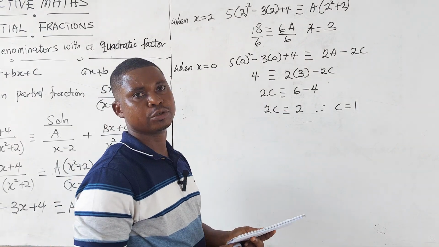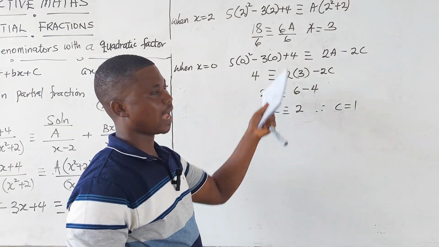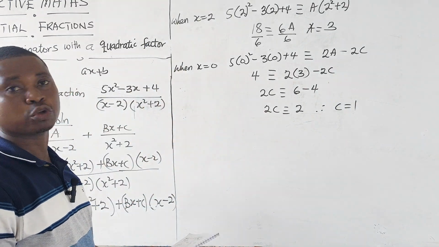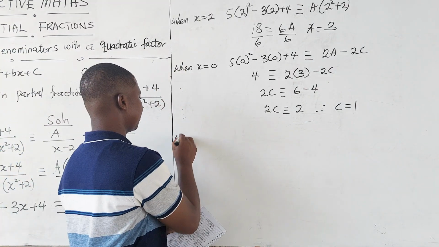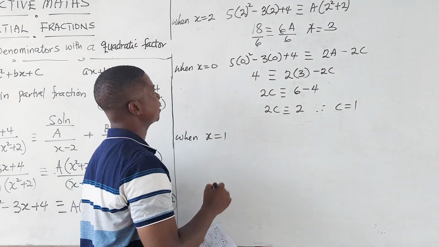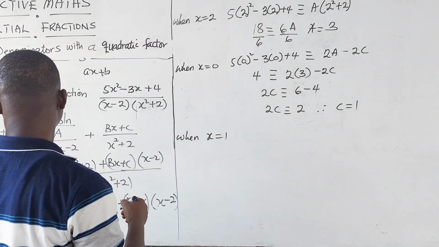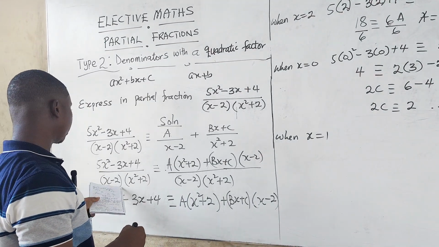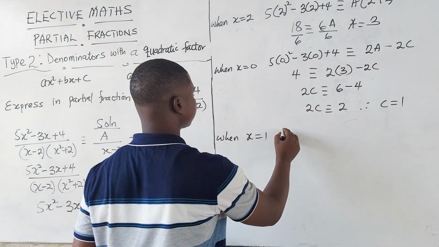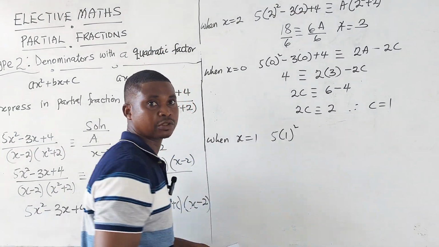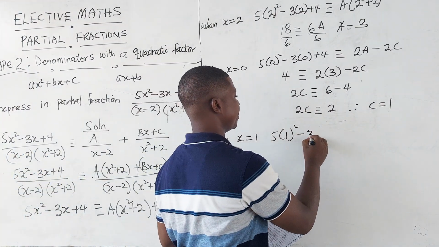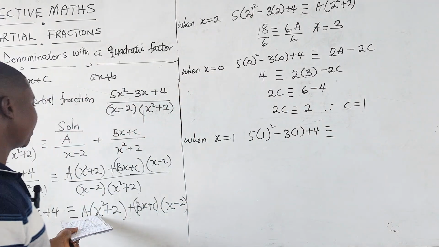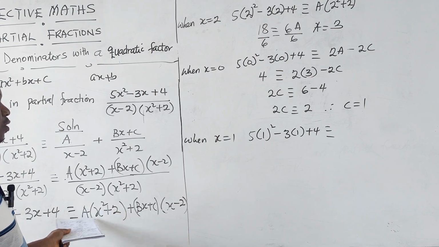Now I have my c to be 1. I know c, I know A. So I can choose any other number. So I can choose when x equal to 1. So when x equal to 1, let me substitute it first: 5 times 1 squared minus 3 times 1 plus 4 should be equivalent to, 1 here, 1 squared is 1 plus 2, 3, so 3A.